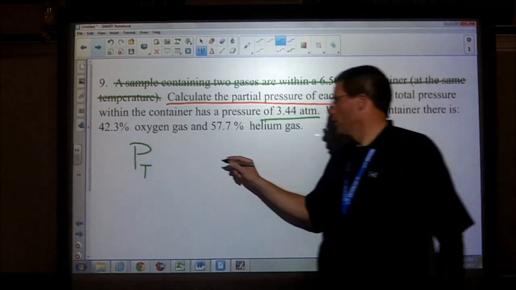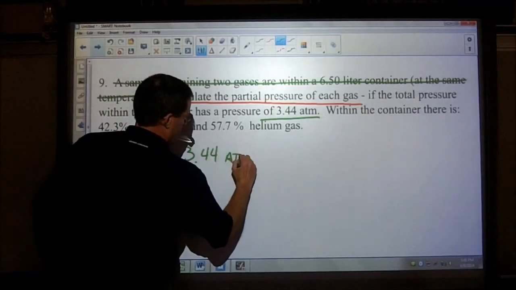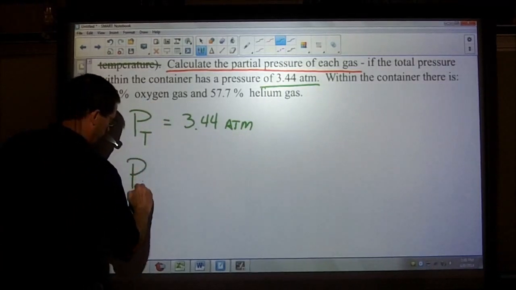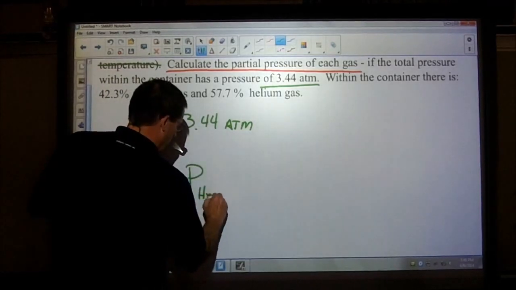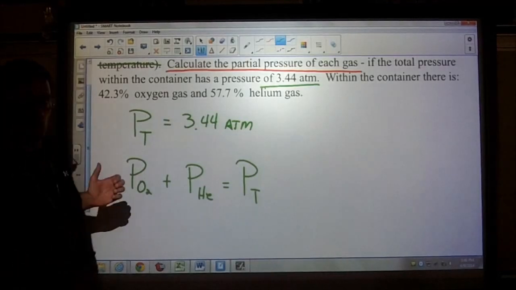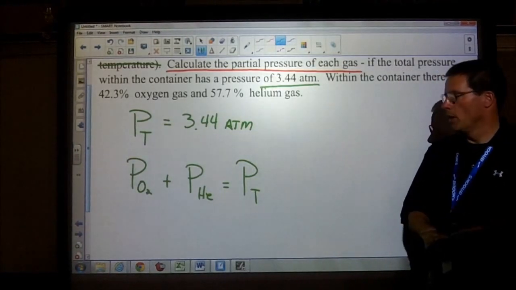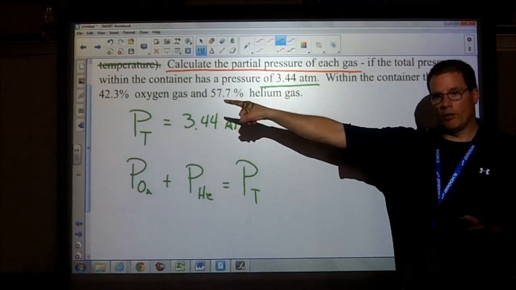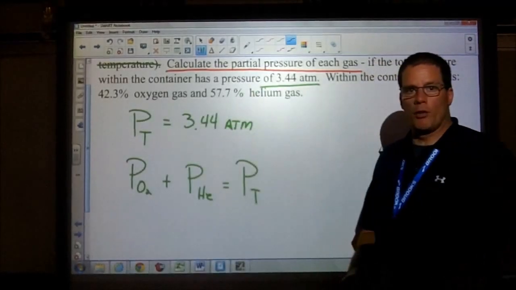So the total pressure is 3.44 atmospheres. We want to find out what is the partial pressure due to oxygen, and we want to find out what the partial pressure due to helium is, which will equal the total pressure. This question becomes a lot easier when you ask yourself questions about a question, because we know the total pressure and we know the percentages for each of these gases. So what are you going to do? That's right. You're going to take the percent and change it to a decimal.